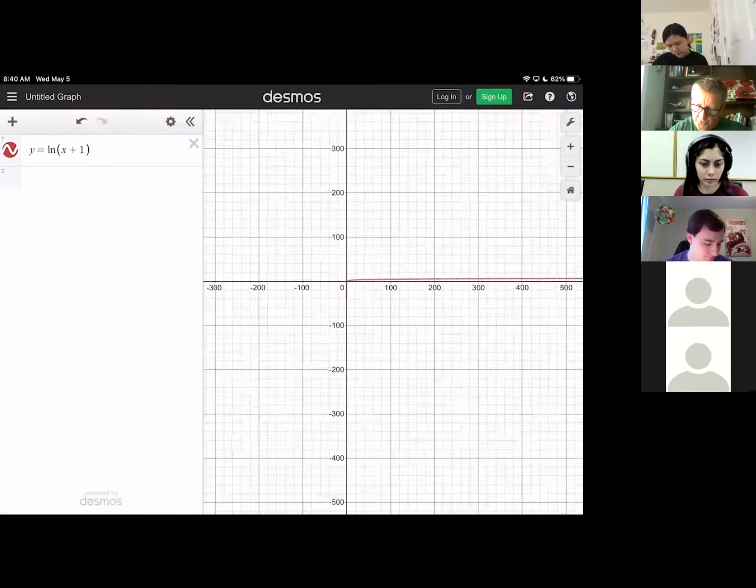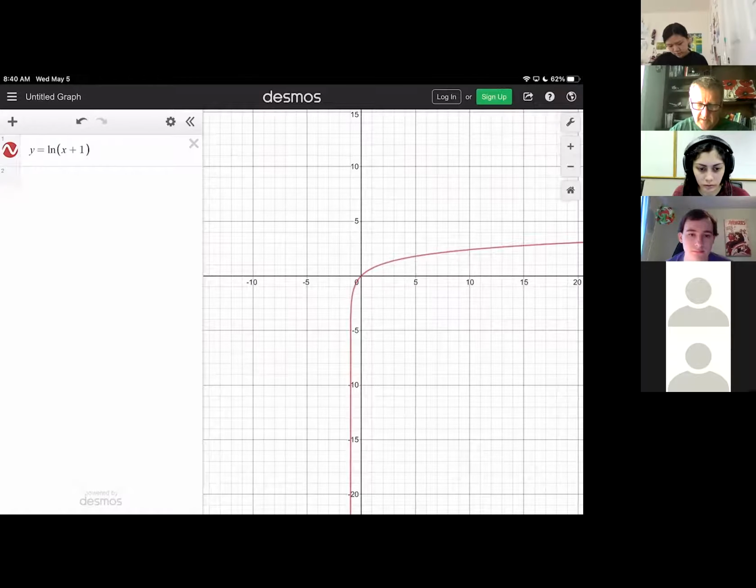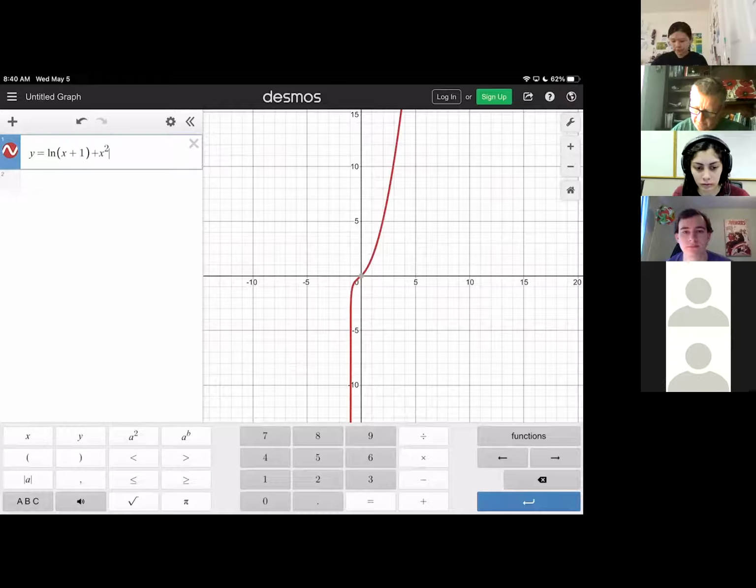So there's the natural log graph. And so you may remember, yeah, that's what natural logs look like. Plus 1 made it slide 1 to the left, but then I'm going to add a parabola to it. That's crazy. So what's going to happen if I add a parabola to that thing? Oh, that's kind of cool. That's a fun looking graph. I like that.